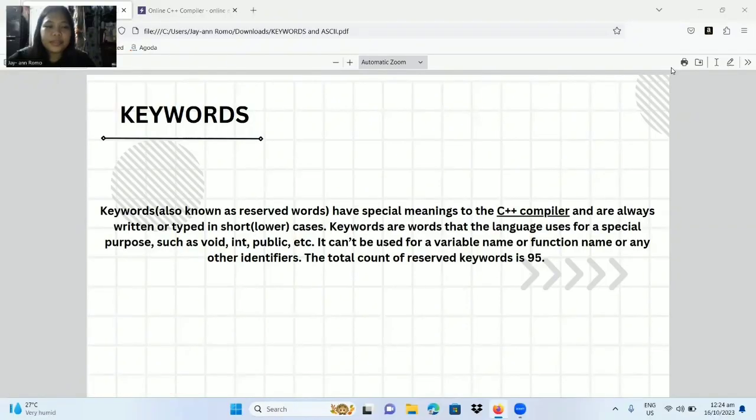Good day, my name is Jay and Ramon, and today I'm going to talk about keywords in C++ and extended ASCII. So first we're going to talk about keywords.